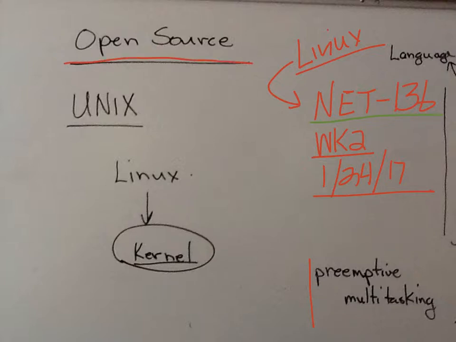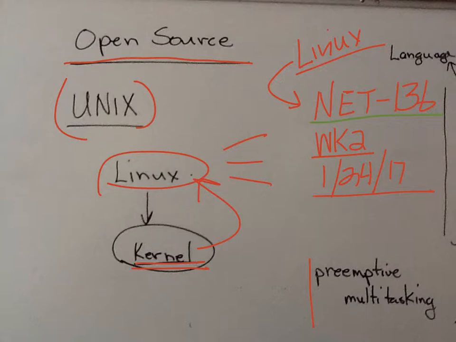We talked about open source, talked a little bit about Unix, about Linux, the kernel. That's really the heart of Linux, and then we have the different distributions of it. It's a multitasking, preemptive operating system, allowing us to run multiple processes and being able to preempt one and run another.